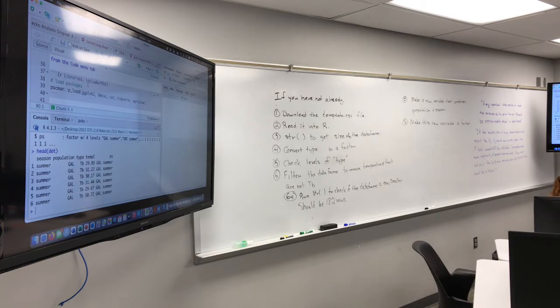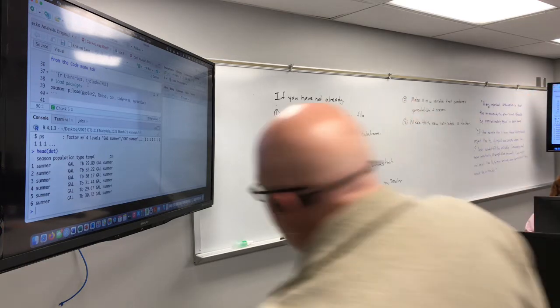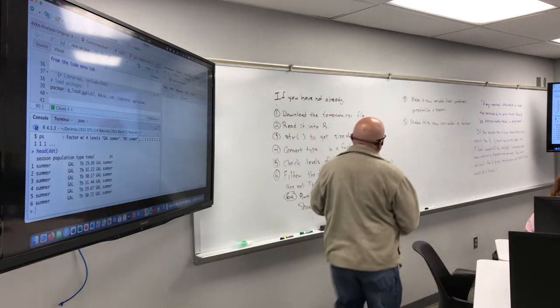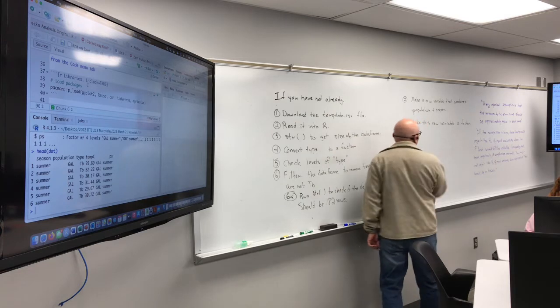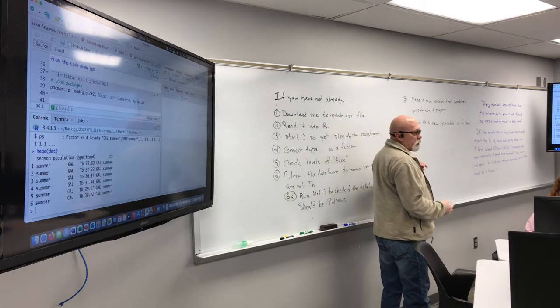Make a new variable that combines them. Okay, so what are you trying to combine? You're trying to combine population and season. So what you can do is just make a new variable. In mine, I made my variable short and sweet so that I don't have to type a lot. PS for population and season.